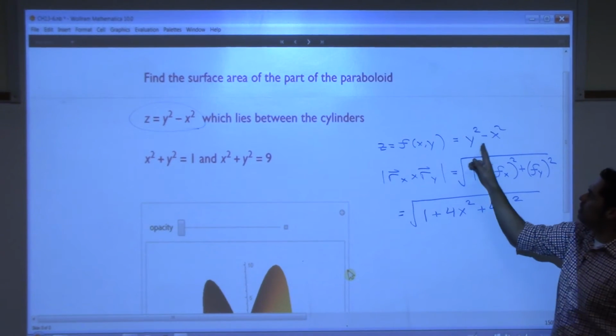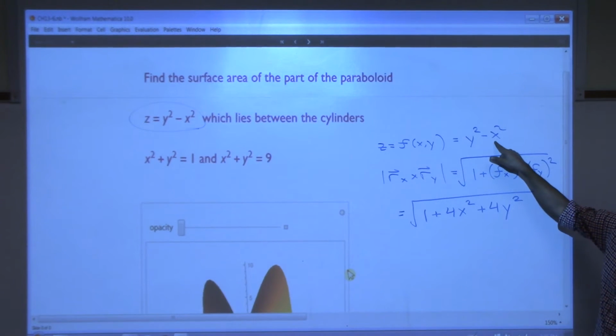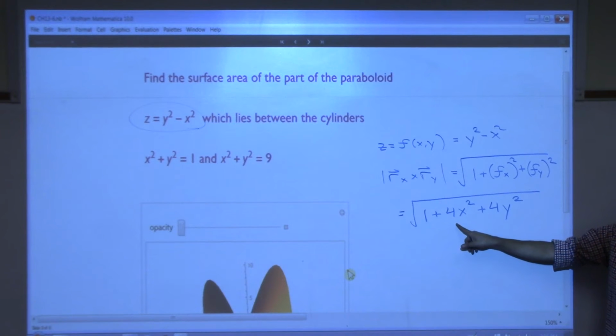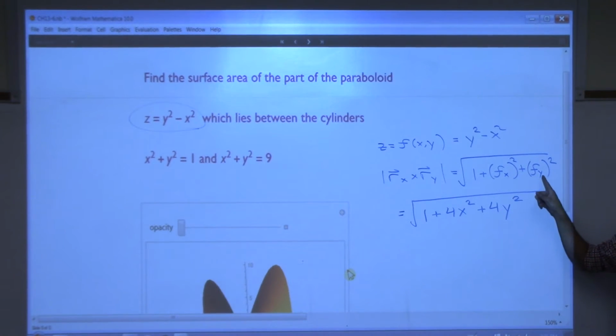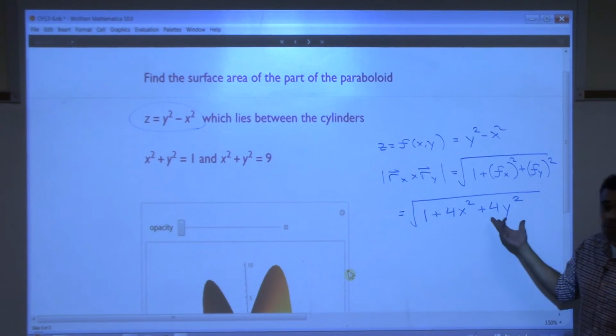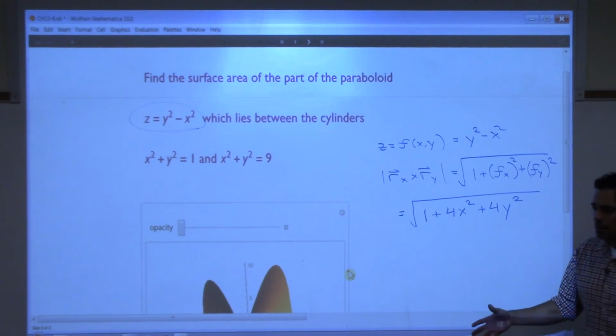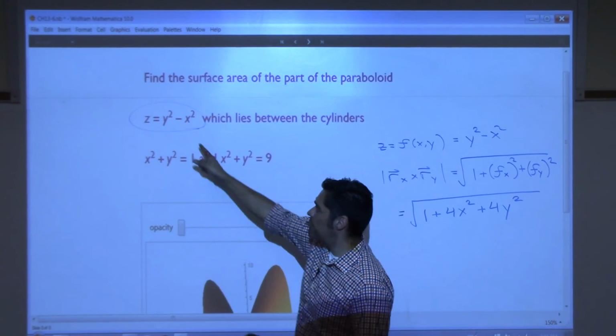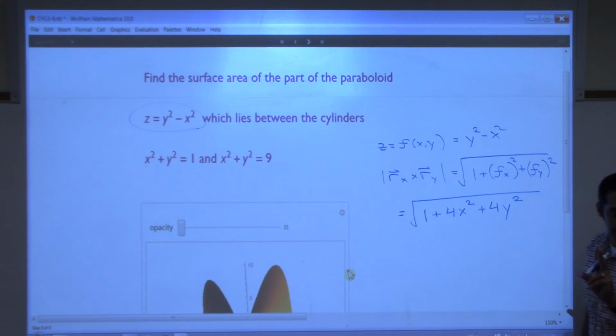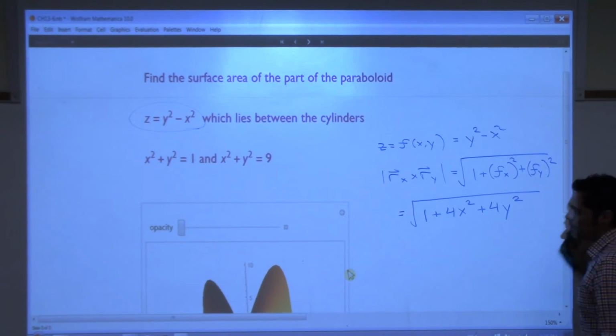Well, the partial is what? Partial with respect to x is negative 2x, but then you square it, so 4x squared. Partial with respect to y is 2y, but then you square it, you get 4y squared, right? So that's what I would have to integrate. Isn't that a lot easier than having to do the partials, then the cross product, then the magnitude? Okay, it only works if your surface is a function of two variables explicitly.